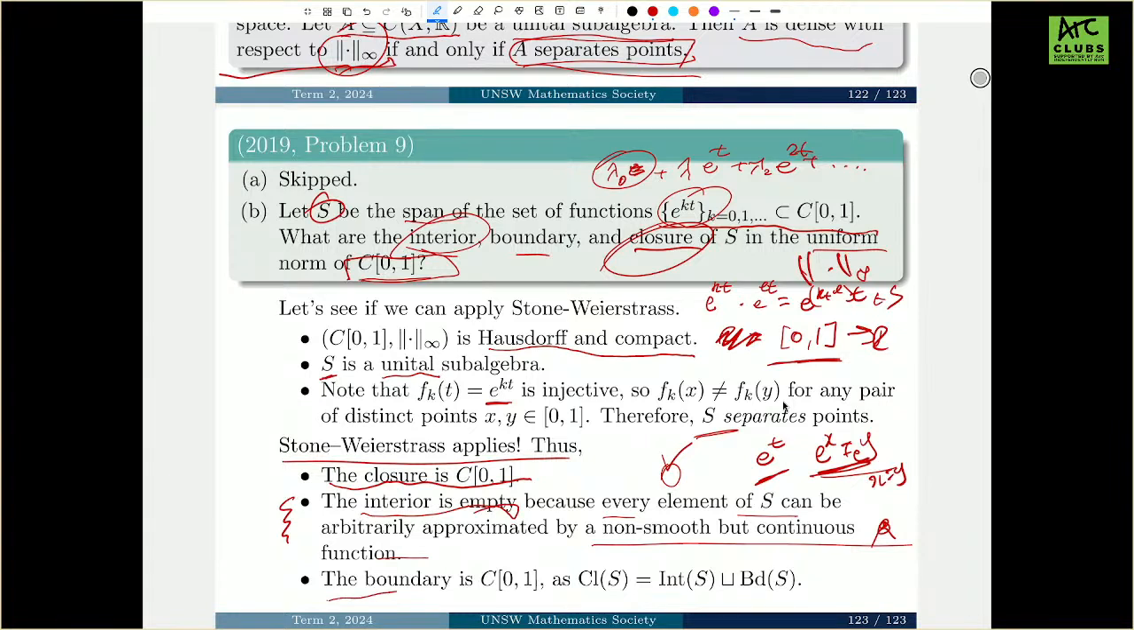And then the boundary is just going to be C[0,1], because by definition of closure, interior and boundary, the closure is the disjoint union of the interior and boundary. So if the interior is empty, then the boundary is just going to be the closure. Yeah, and that wraps us up for this seminar.